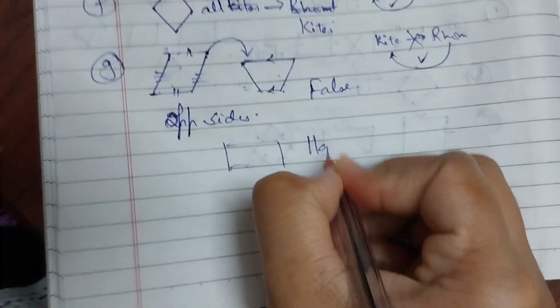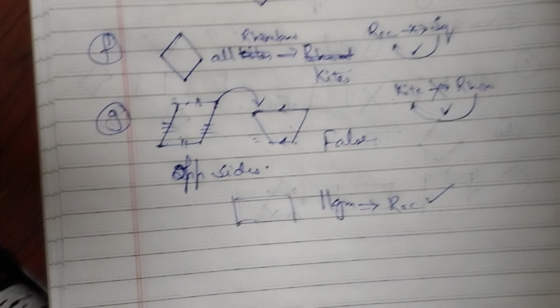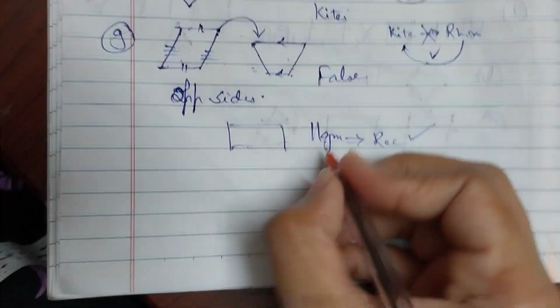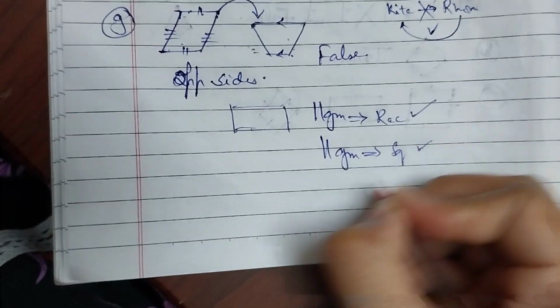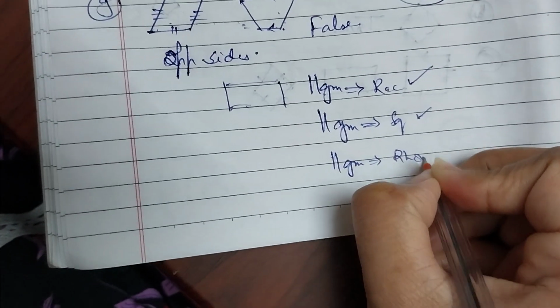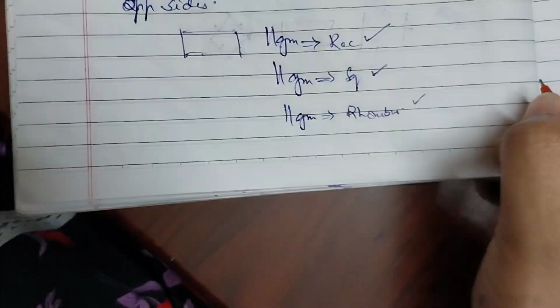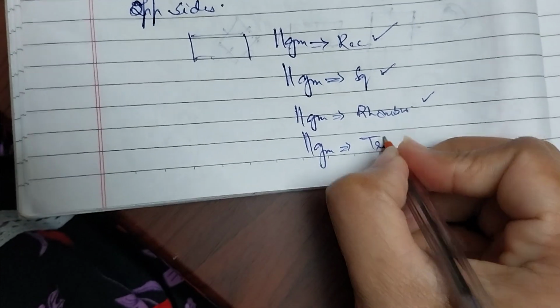A parallelogram can be a rectangle, very much okay. A parallelogram can very much be a square. A parallelogram can very much be a rhombus. A parallelogram can very much be a trapezium.